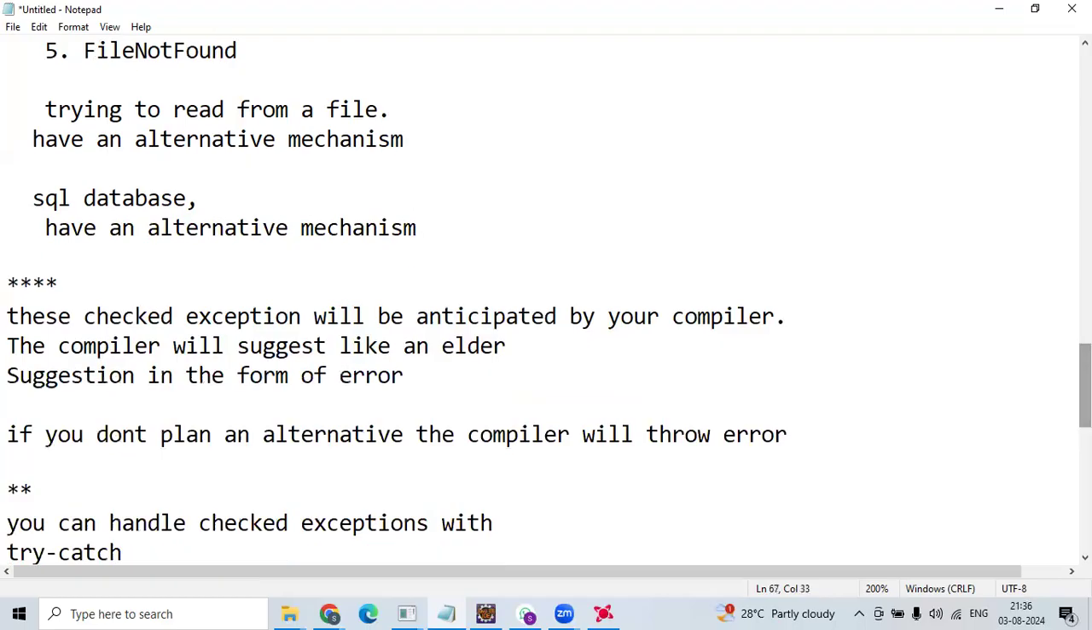Hello, Harika, are you there? I think yesterday you only told wrong, right? Both checked and unchecked exceptions will come at runtime only.